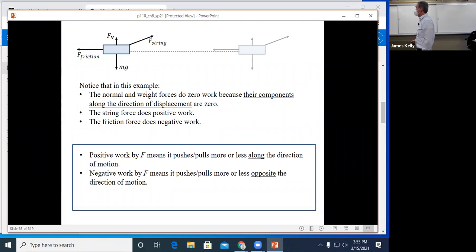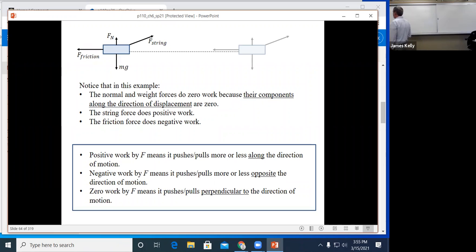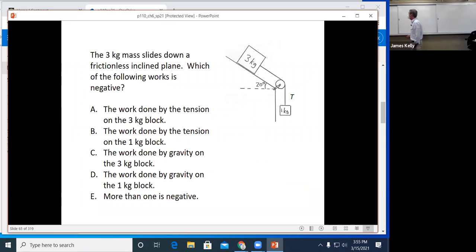Negative work means it pushes or pulls more or less opposite the direction of displacement or direction of motion. And 0 work means it pushes or pulls perpendicular to the direction of motion.